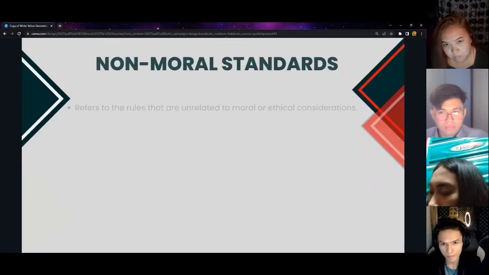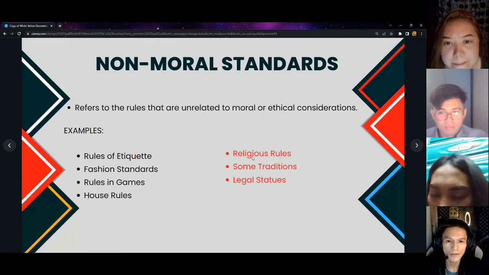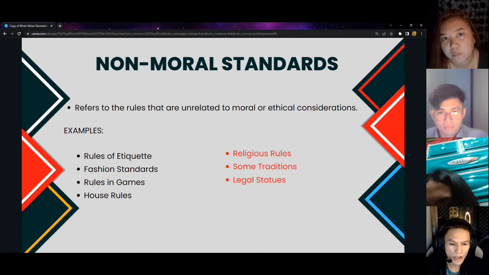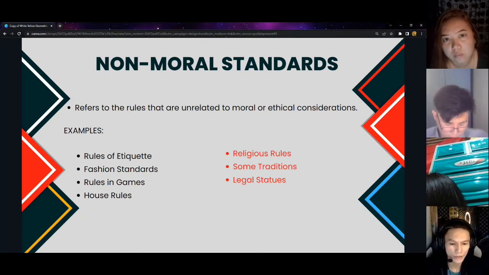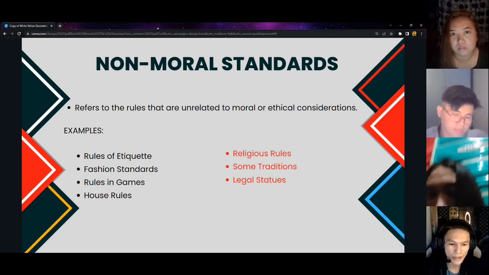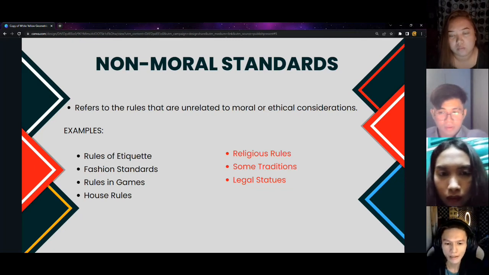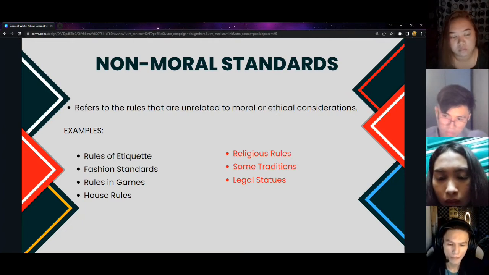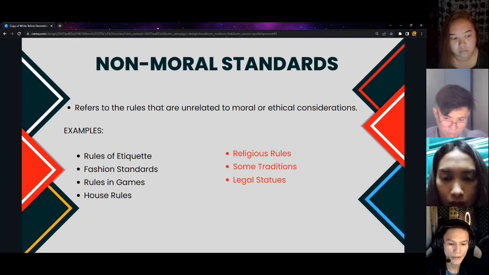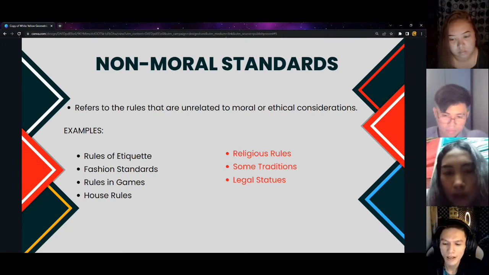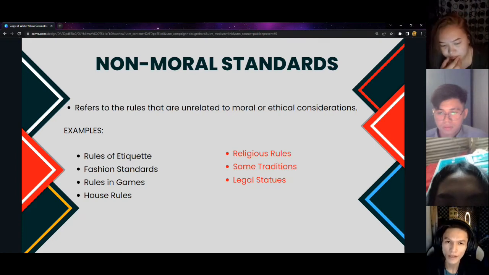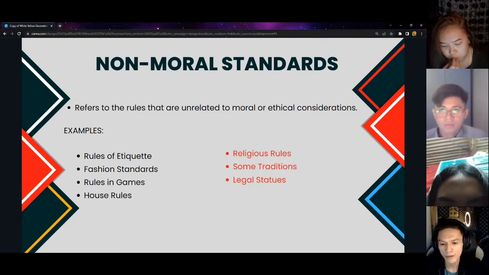Meanwhile, non-moral standards refers to the rules that are unrelated to moral or ethical considerations. Basic examples of non-moral standards include rules of etiquette, fashion standards, rules in games, and various house rules. Technically, religious rules, some traditions, and legal statutes are non-moral principles, though they can be ethically relevant depending on some factors and context. In other words, non-moral standards is a belief or code of conduct that is right and wrong in a certain group of people. Non-moral standards is usually unrelated to moral standards.